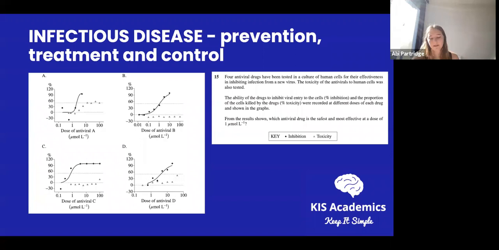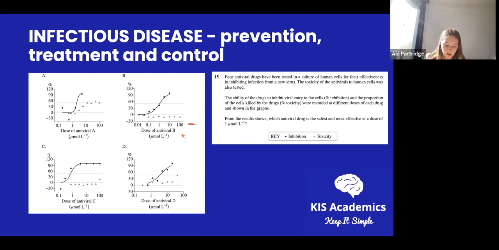Okay, so it was a little bit split because there are two answers that look like they could both be right. For this one, you're trying to find the drug that has low toxicity and high inhibition. Because you don't want it to be toxic to the person, but you also want it to be very good against the virus. Looking at the different ones, you have to be a little bit careful with this one because their scale on this axis is slightly different, but everything else is pretty similar.